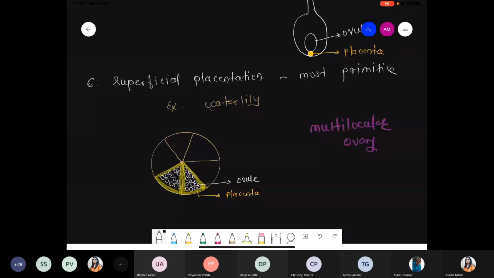Clear? My dear students, clear? Swapnani, Tanvi, Tusha.